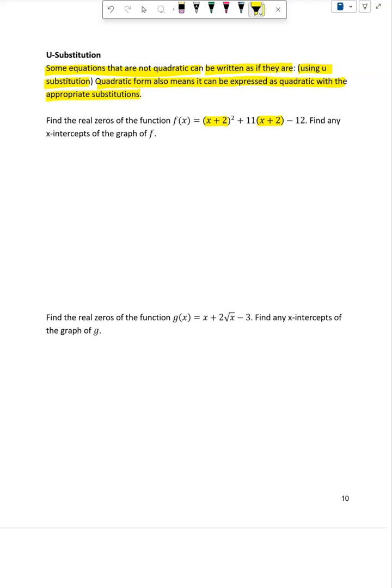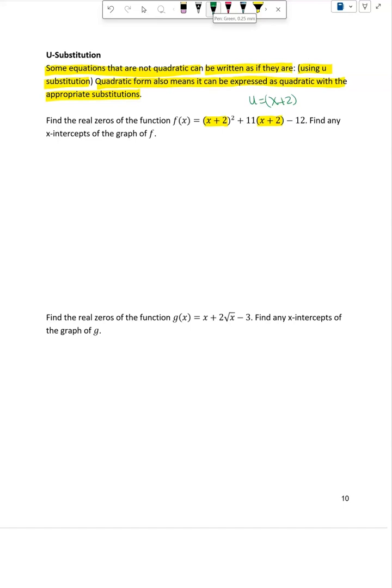We always make it the greatest common factor, which is the lowest one, right? The one with the lowest power. So this one's raised to the first power, and this one's raised to the second power. So we have to make it the one that we could factor out. So it's the smaller one. So our U is going to equal x plus 2. Okay? And if it doesn't have a power on the outside, the U doesn't get a power. If it has a power on the outside, the U gets the power.